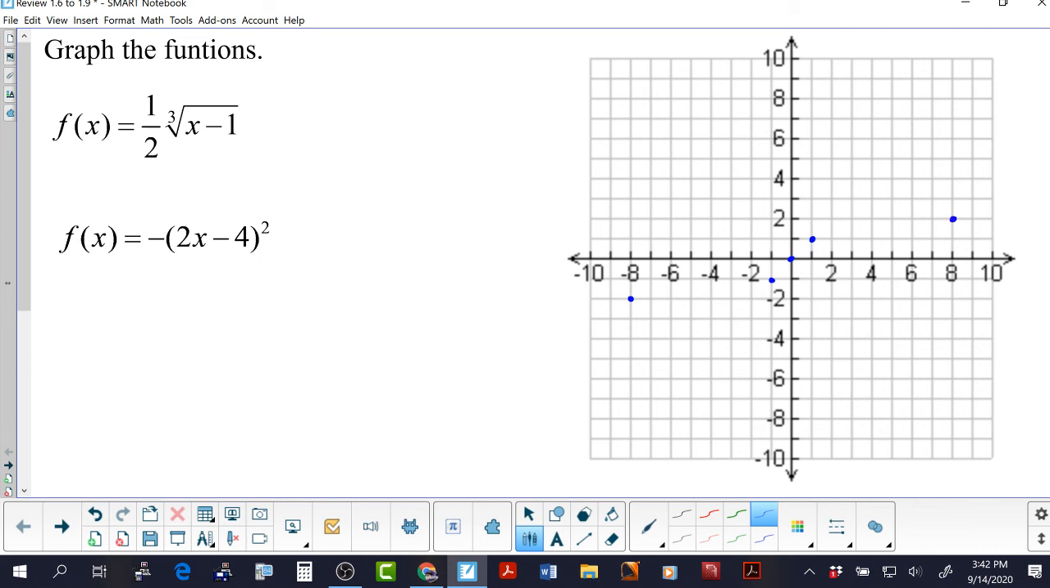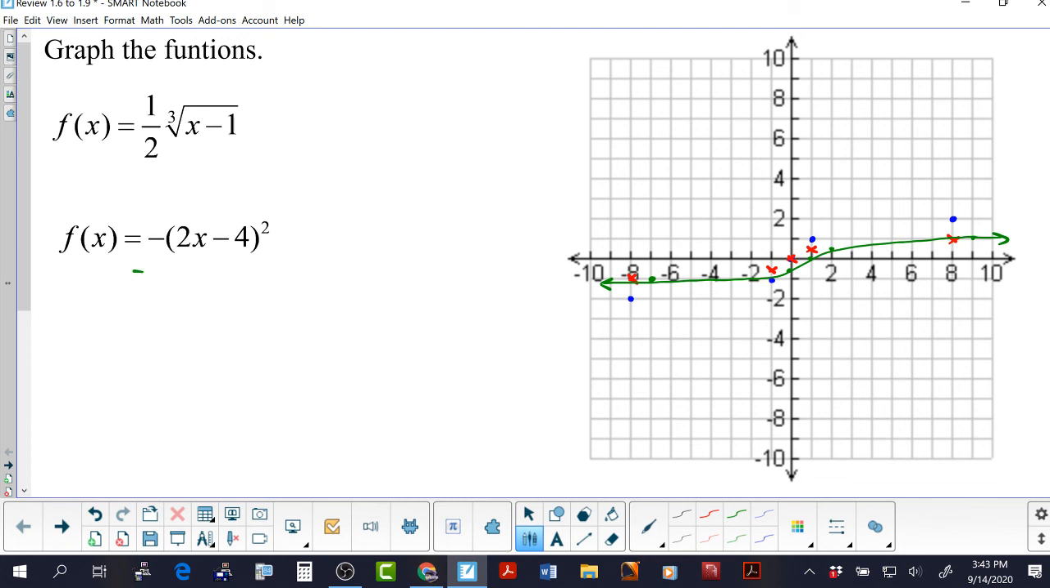Now the 1/2 on the outside means we're going to shrink vertically by a factor of 1/2. So let me grab a different color here. So we're going to shrink vertically by 1/2. And then everything to the right one. So right one, right one, right one, right one, right one there. And now we play connect the dots.